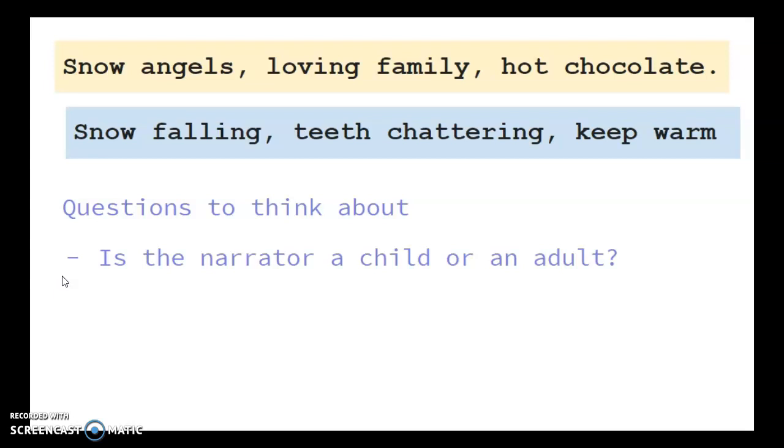I want you to think about, is the narrator a child or an adult? And how do you know? In the first sentence, snow angels, loving family, and hot chocolate, I don't know very many adults that do snow angels. Well, I don't know a lot of people that do snow angels because we live in Texas, but in all the pictures and the movies, it's always the kids that are doing the snow angels. So I'm thinking in the first sentence, the narrator is a child. In the second one, I'm not sure because everybody, when they're cold, their teeth chatter. So the second one, I'm not sure.